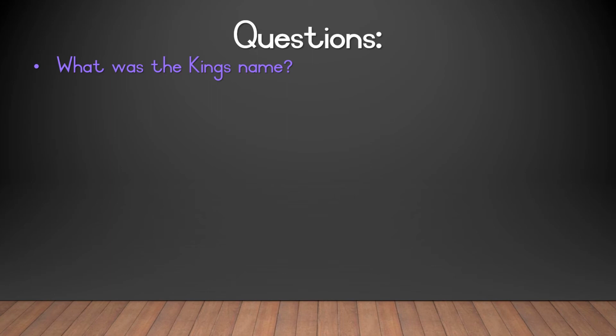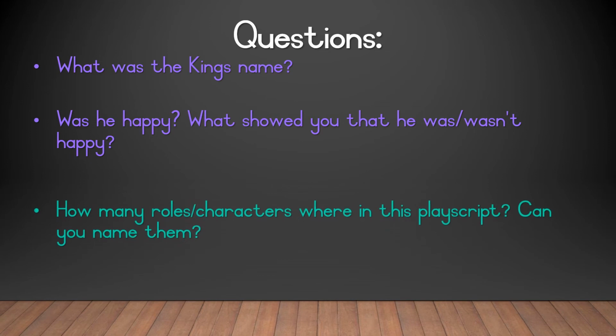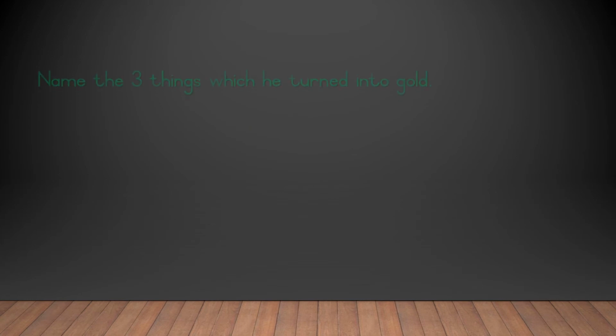Okay, first question. What was the king's name? Question number 2. Was the king happy? Was he happy? What showed you that he was or wasn't happy? How many roles or characters were in this play script? Can you name them? What was the king's wish? Name the 3 things which he turned into gold.